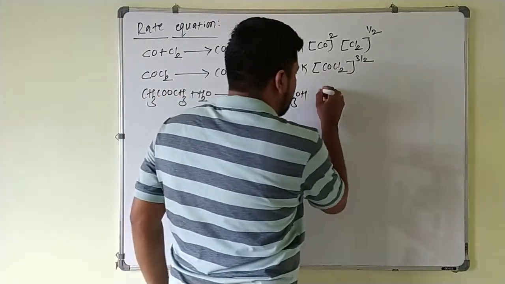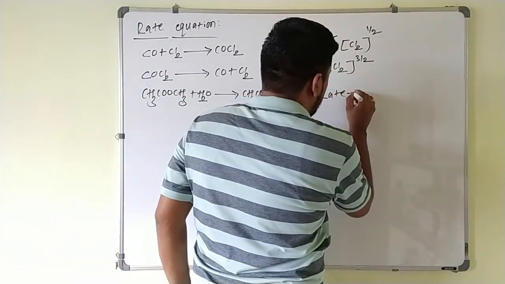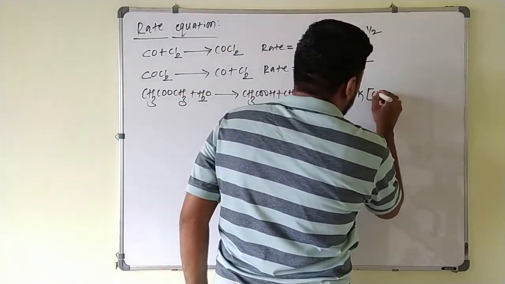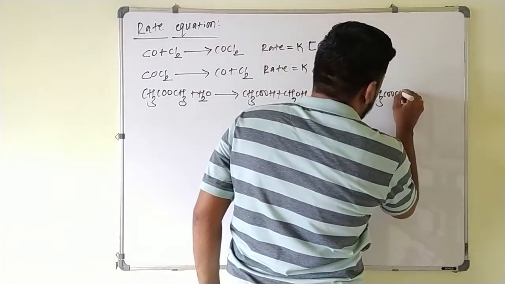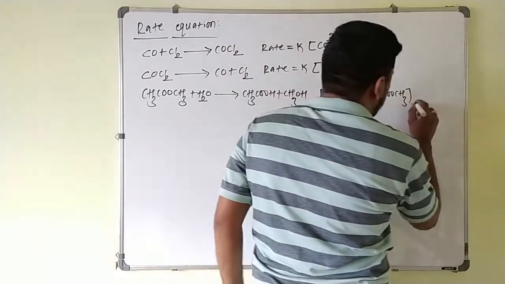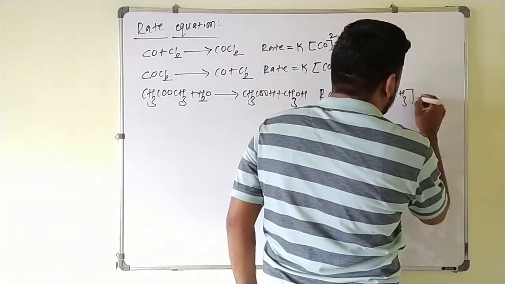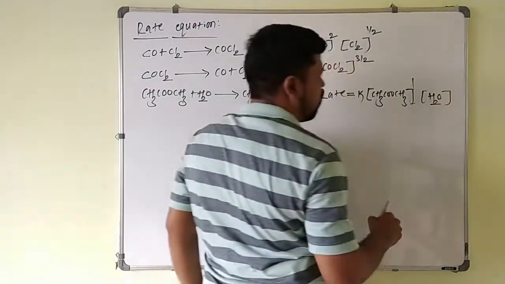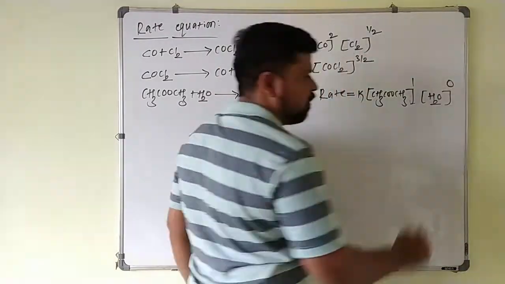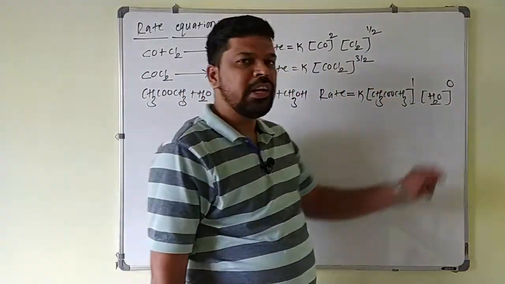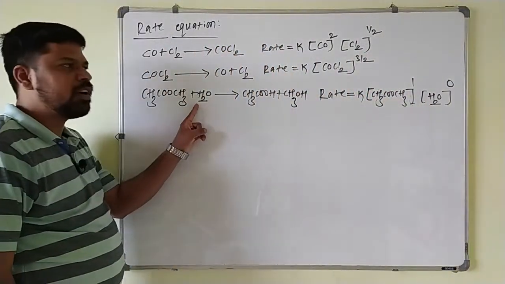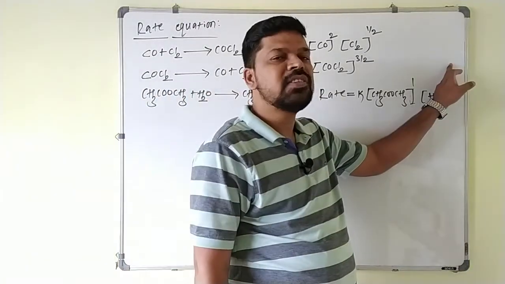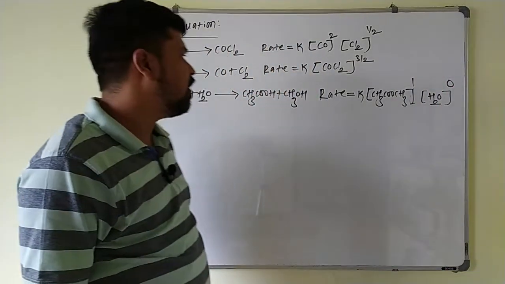So for this reaction, the rate equation is given by rate is equal to K into molar concentration of methyl acetate into molar concentration of water. Now its power is equal to 1 and its power will be equal to 0. Again, these two powers are not equal to the stoichiometric coefficient. Here 1 mole of water is there according to stoichiometry, but here its power is equal to 0. So these are obtained experimentally here.